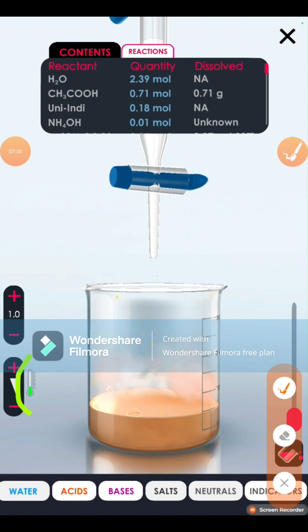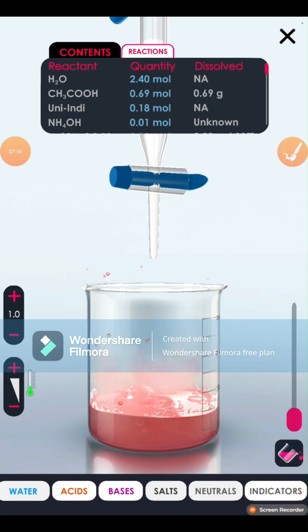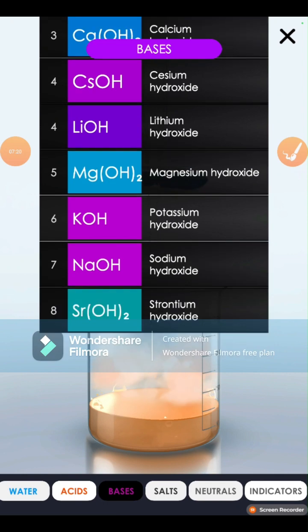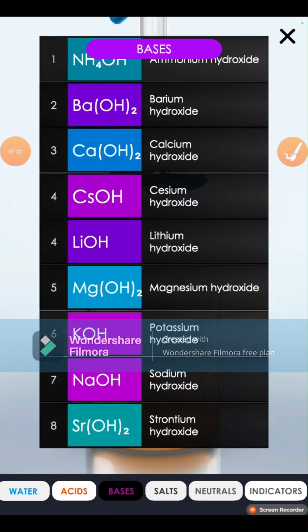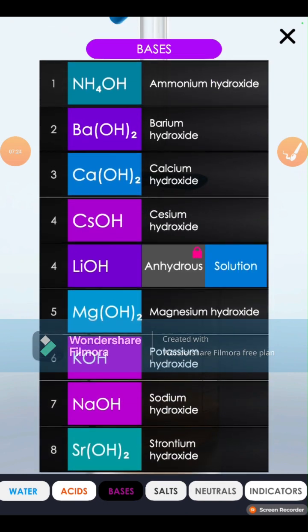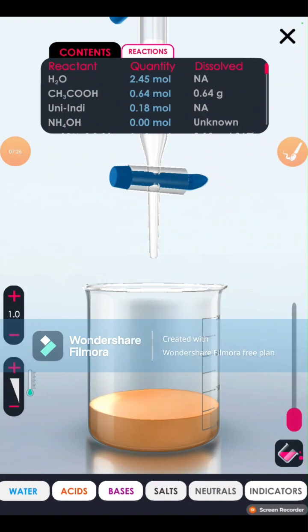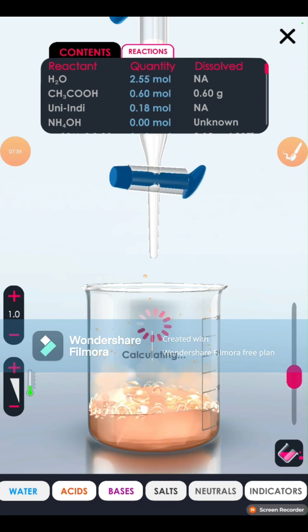As you can see, it was increasing over here. Okay, so let's put some more base. Now I will put a strong base. Let me just put magnesium hydroxide. It's a strong base. It is used to adjust acidity when we have weak acidity. So let's add it over here.